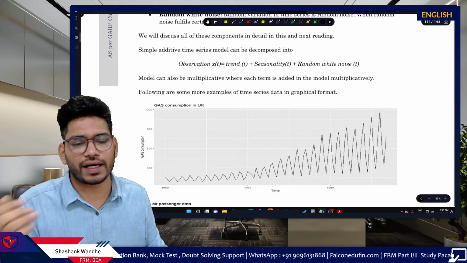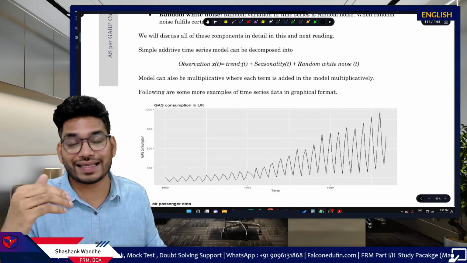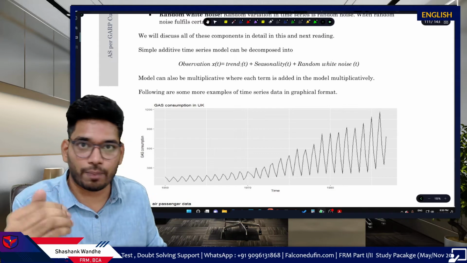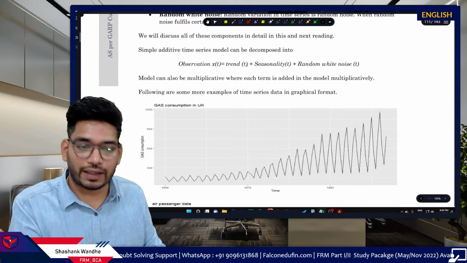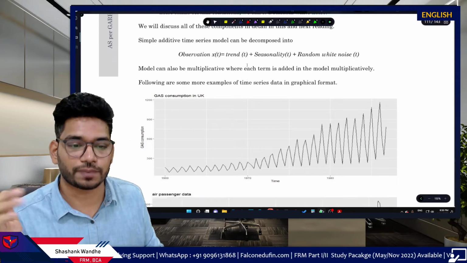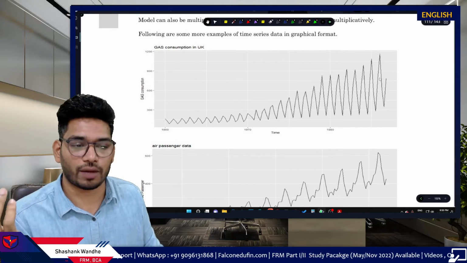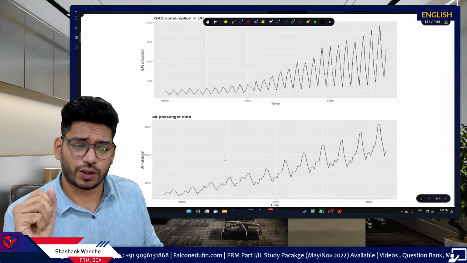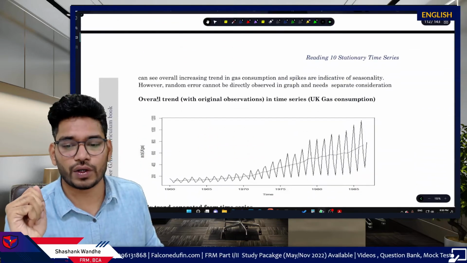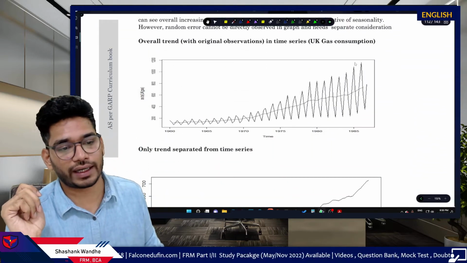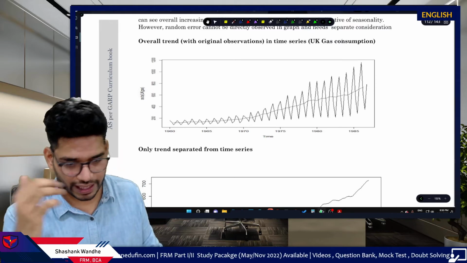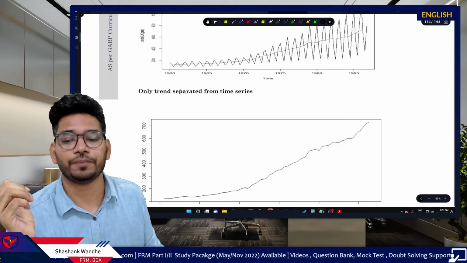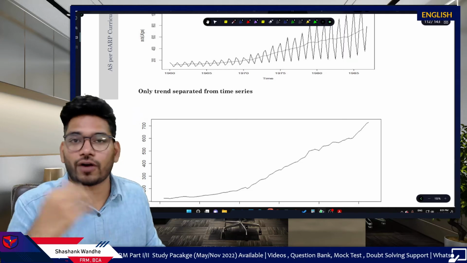Our observation xt is the outcome of x at a point in time. So x is the observation of trend plus seasonality plus random white noise. This is our normal time series. This is the second time series. So these are two time series here. Now how it works. This is the first, the overall trend. We are analyzing the UK gas consumption. Now we can separate the trend from the complete time series.